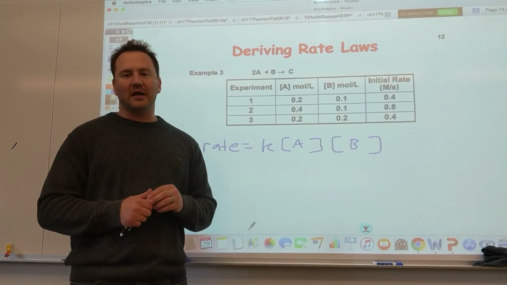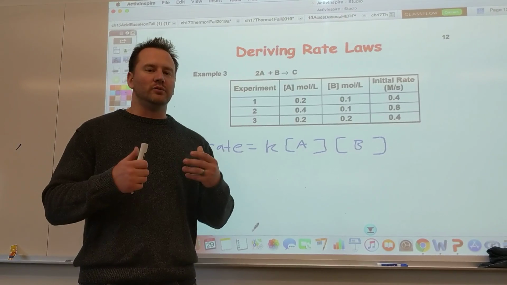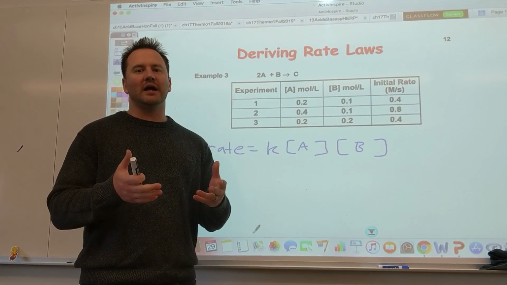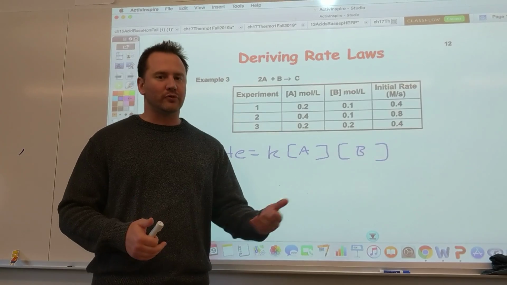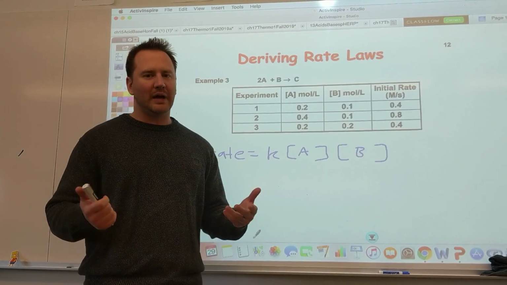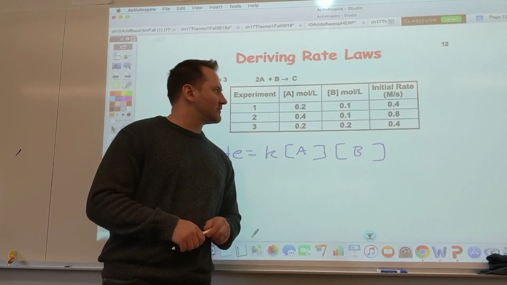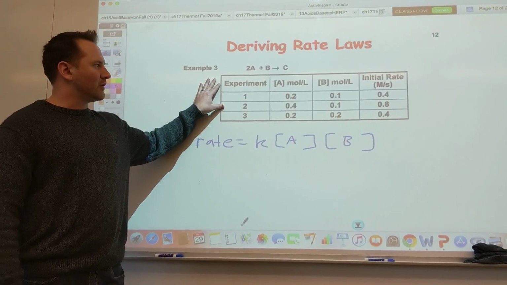Or something can be second order, where if you double the concentration of that reactant and you hold everything else constant, the rate would then quadruple. So it would essentially have a squared impact on the rate of the reaction. So let's take a look at this table right here.